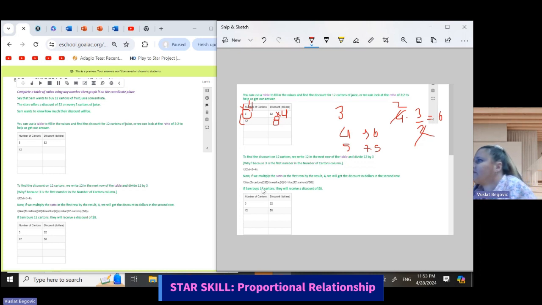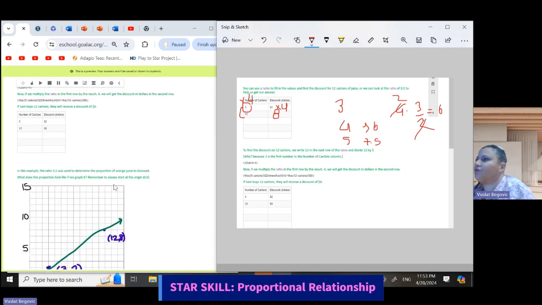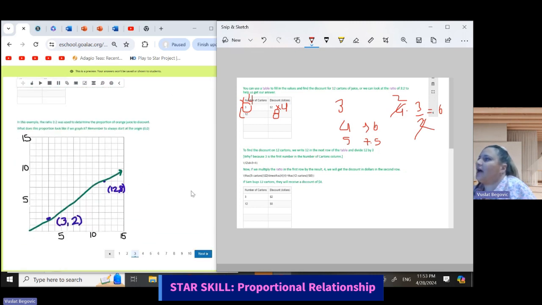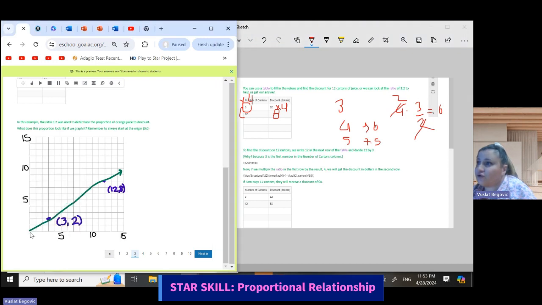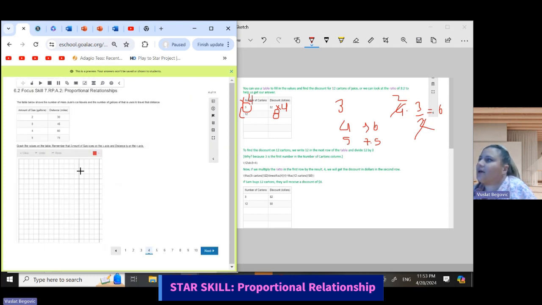And then it says if Sam buys 12 cartons, they will receive a discount of $8. I guess this is explaining how you find it. But this is important. This is 0 to 0, okay? This is the origin, so that is why it is constant. It is proportional. Then let's talk about it.